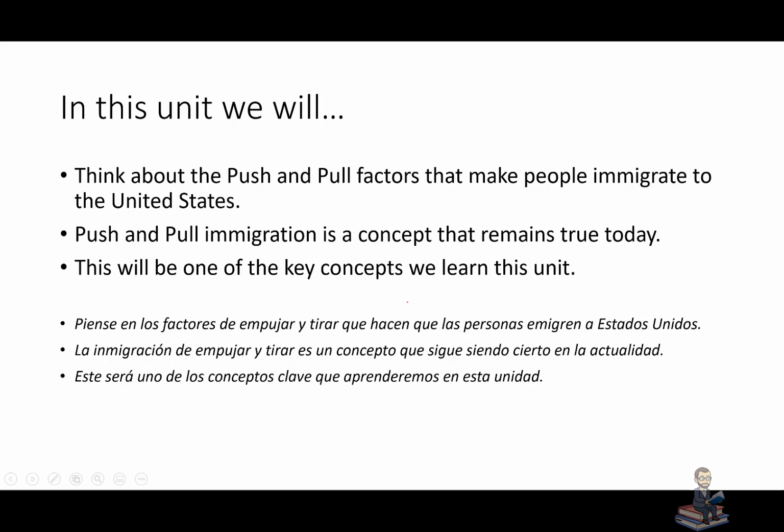So in this unit, we are going to think about the push and pull factors that make people immigrate to the United States. Push and pull immigration is a concept that remains true today. And this will be one of our key concepts we learn in this unit. There are going to be a few key concepts. This is the first one. So today and tomorrow, you're going to be practicing push and pull to make sure you get a good understanding of this. So again, today you are going to do a Google form where you're going to look at some immigration and choose if it's push or pull. And then tomorrow you'll have a reading.